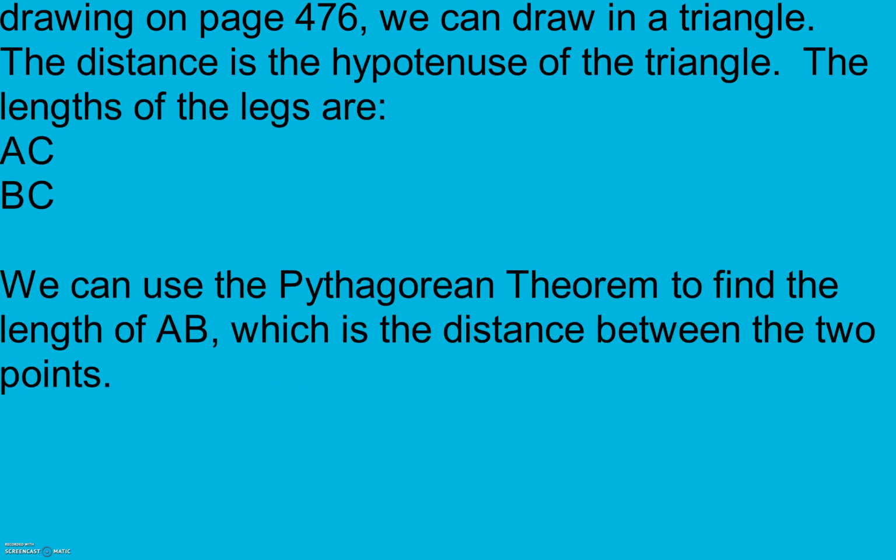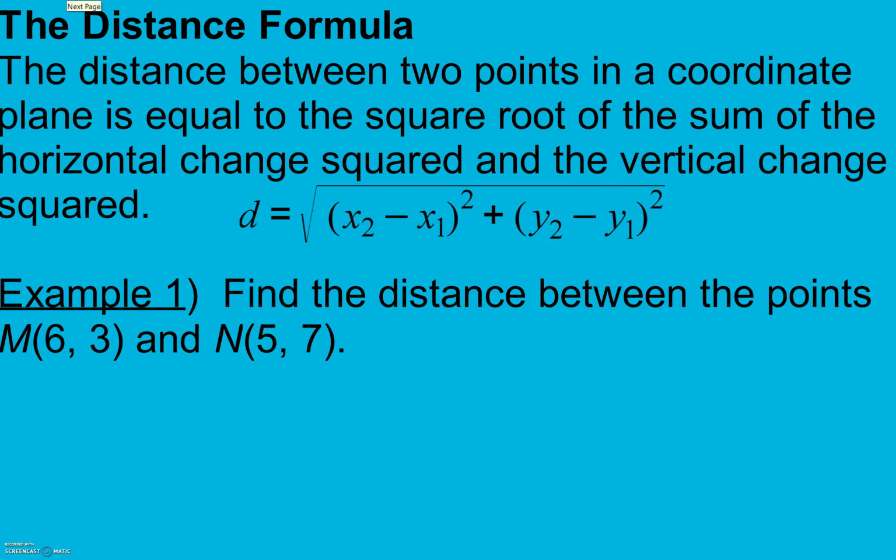So another way that we can do that, guys, is we can use our distance formula here, which uses the Pythagorean theorem. It just has it in a different way, so it's a little bit easier to use with our coordinates. So the distance between 2 points in a coordinate plane is equal to the square root of the sum of the horizontal change squared and the vertical change squared.